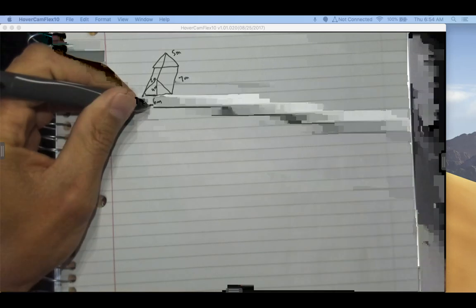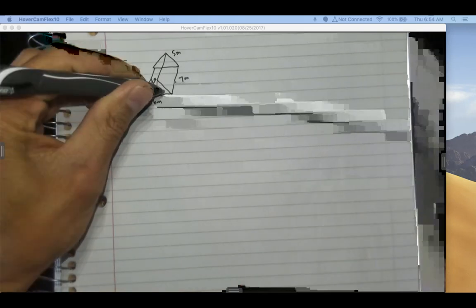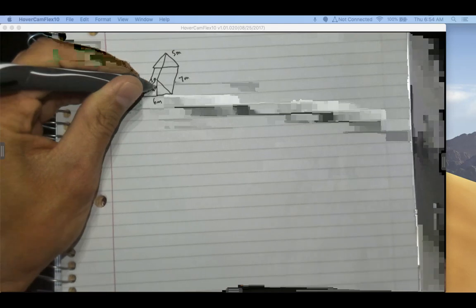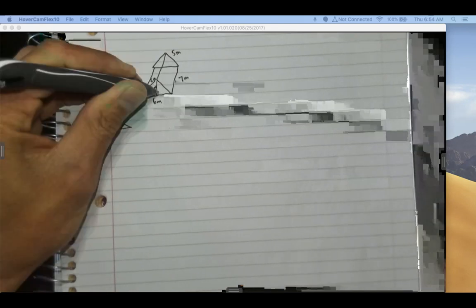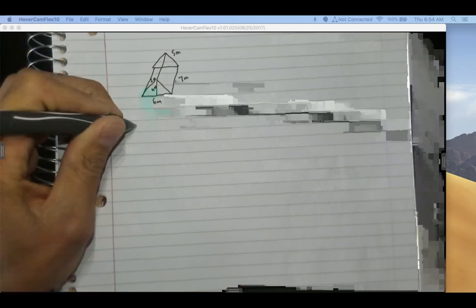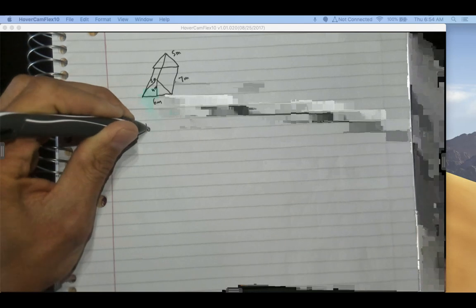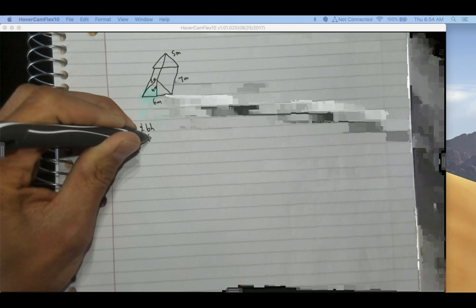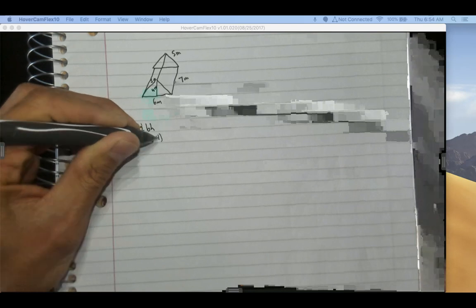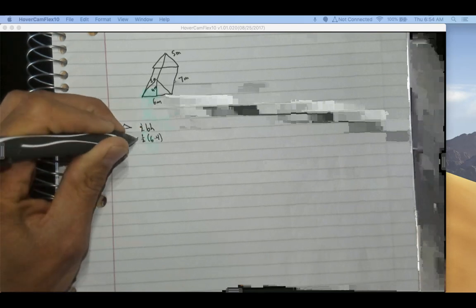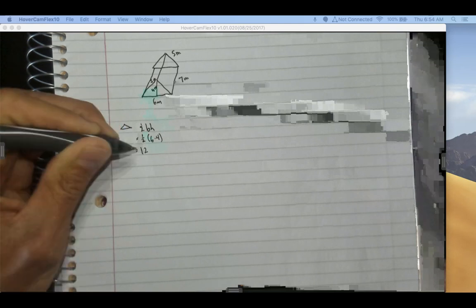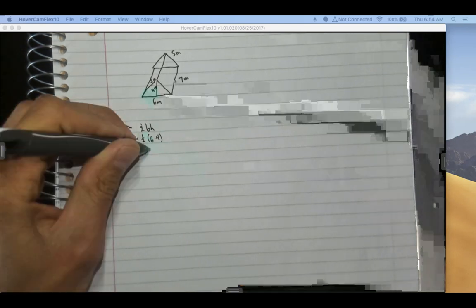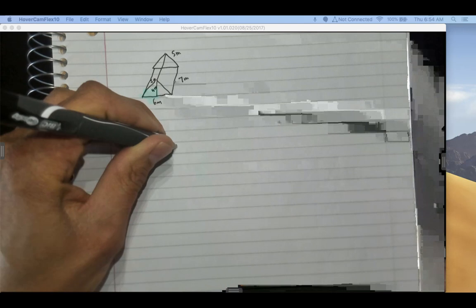About this next drawing, the triangle has a base of 6 and a height of 4, and we're going to figure out both of those, the one on this side and the one on the back side. One half of base times height is going to be 1/2 of 6 times 4, which equals 12. There are 2 of them, so it should be 24 meters squared for the triangles.